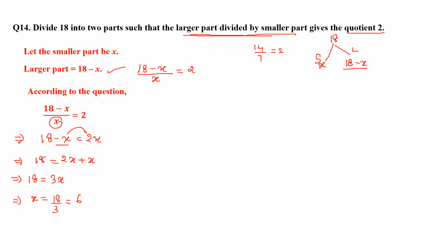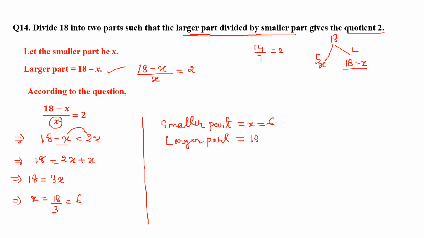Okay. Now I have to find both the parts. So the smaller part is x, which will give me 6, and the larger part is 18 minus x, which will give you 18 minus 6, that is 12. So I have solved by taking the smaller part x and the larger part 18 minus x. Now you solve by taking the larger part as x and the smaller part as 18 minus x. And then also you will see you are going to get the same answer. Okay. So now I am moving to the next question, and that will be the last question for this.